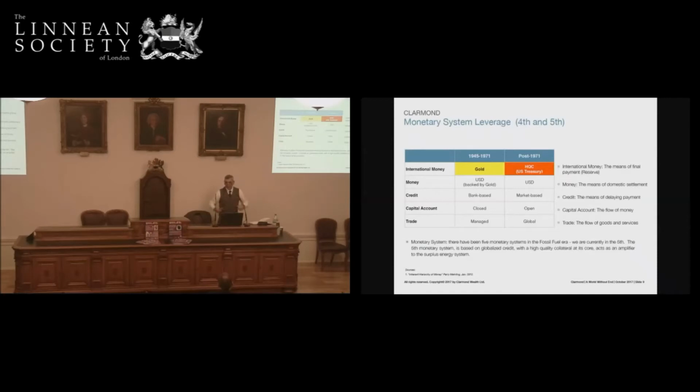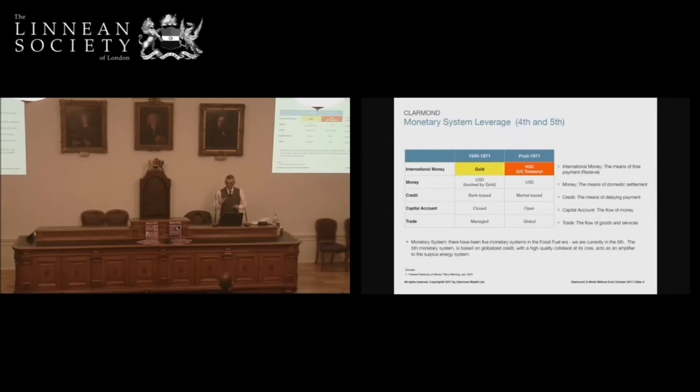So everybody here is used to just putting money in their pocket and going. Well, before then, they would stop you and say, you can't leave, the money cannot leave here. So the capital account was closed, and now the capital account is open, a huge difference. And trade used to be managed, meaning you had a lot of tariffs, and now it's global.